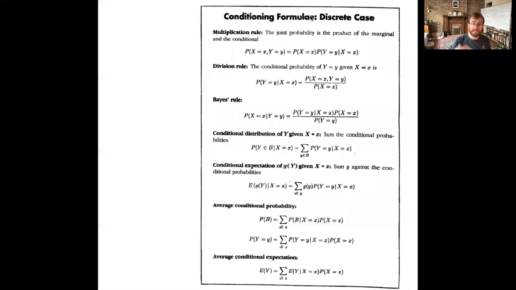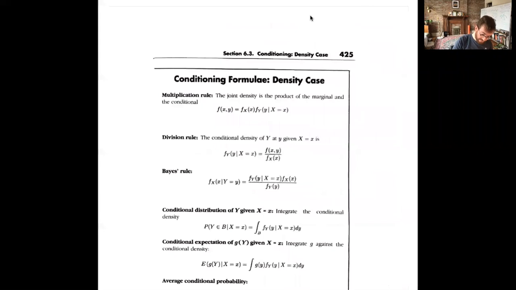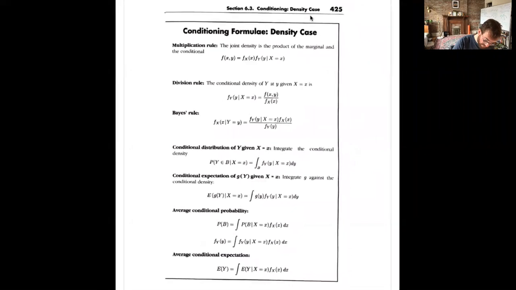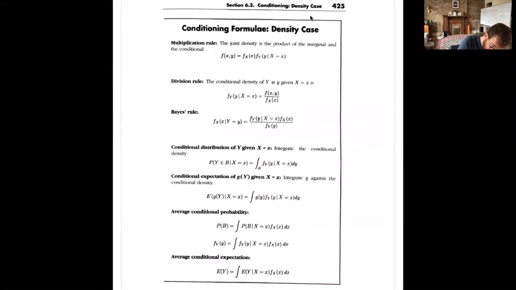Each of these has a corresponding partner in the continuous realm, and it basically looks like this. Again, it might look a little scary, but wherever you saw P, you now replace it with f. That means you're replacing probability with probability density. But everything else pretty much goes through. I just want to record that for posterity's sake here.